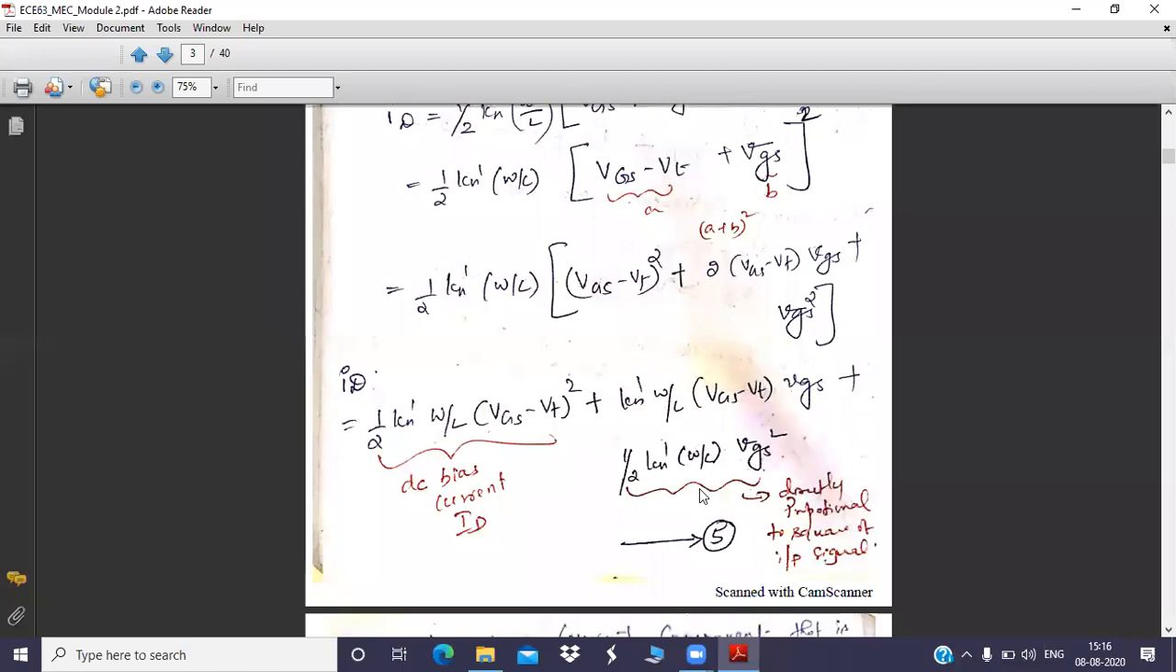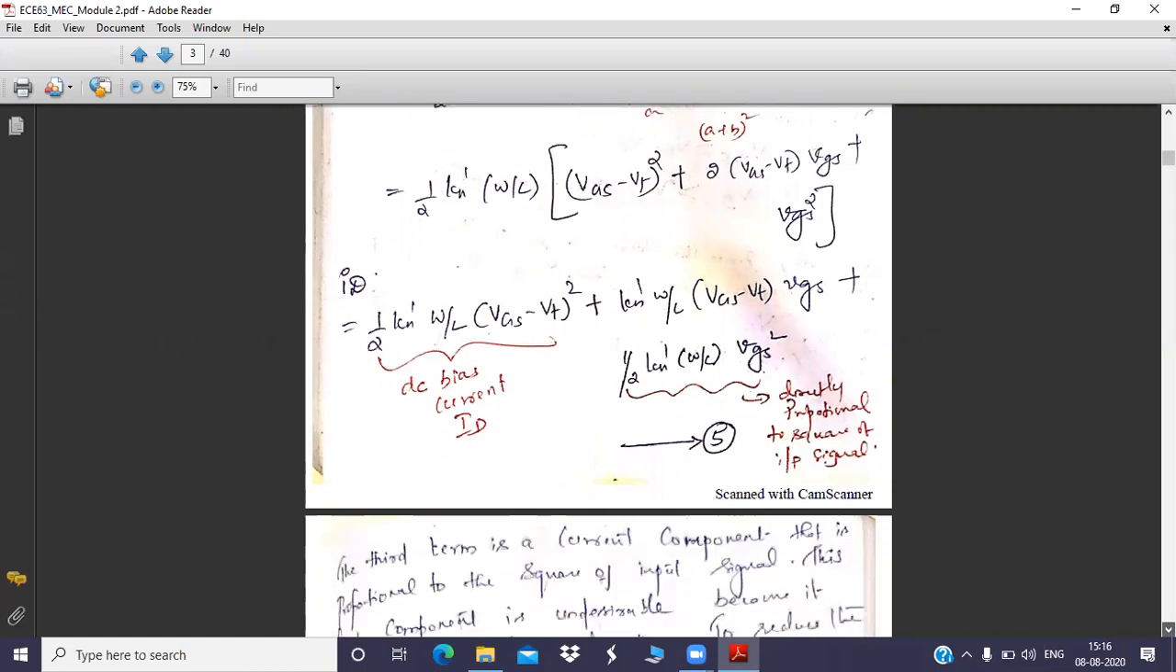And the third term, you can see, is purely small signal. So this is directly proportional to the square of the input. Signal means it is AC. Okay, so it is directly proportional to the square. See here you have a square, so square of the input signal. So that is equation number 5. So you got the significance of the three terms.